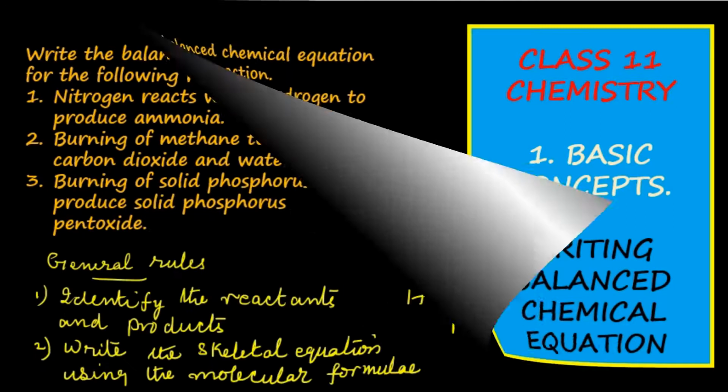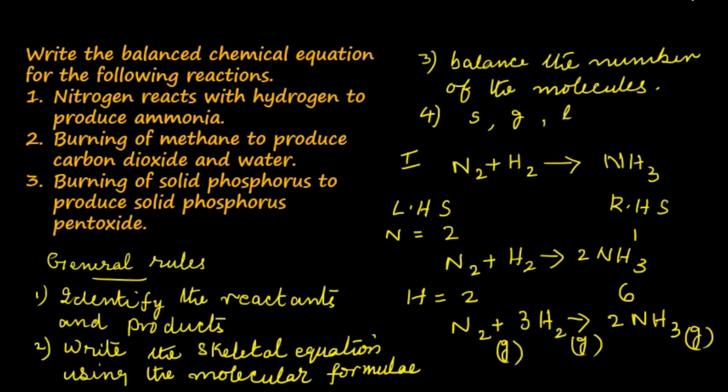Okay. Now let us start answering these questions. I have given 3 questions here. Nitrogen reacts with hydrogen to produce ammonia. Burning of methane to produce carbon dioxide and water. Burning of solid phosphorus to produce solid phosphorus pentoxide. We will consider these questions one by one. You have already learnt these in your smaller classes. This is only by way of revision.